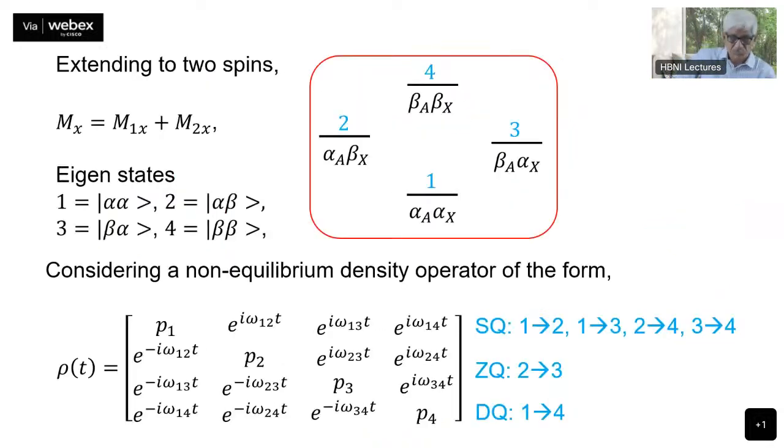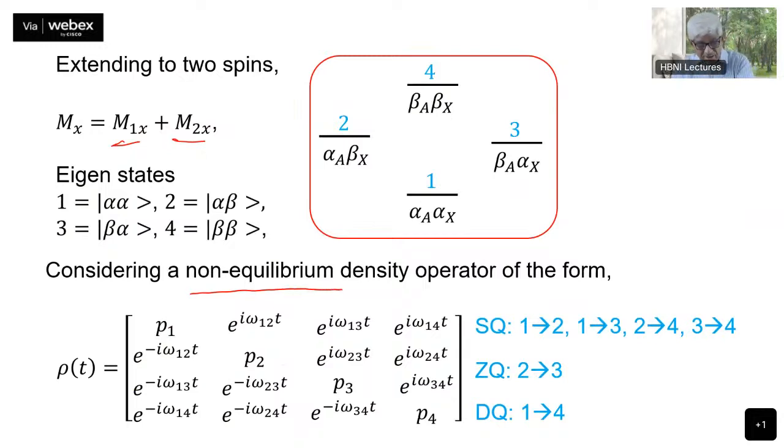Extending to two spins, now I have the X magnetization of the first spin and the X magnetization of the second spin also. The energy level diagram remains the same. This we have already seen. And now the density operator, these four states are indicated by this, that is already clear. Now consider a non-equilibrium density operator of the form. Remember, notice this word non-equilibrium density operator.